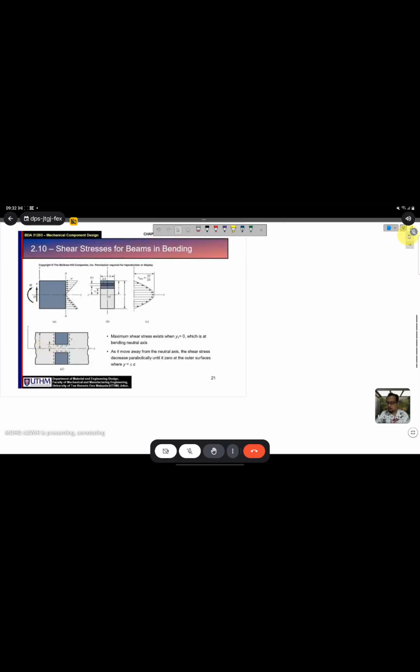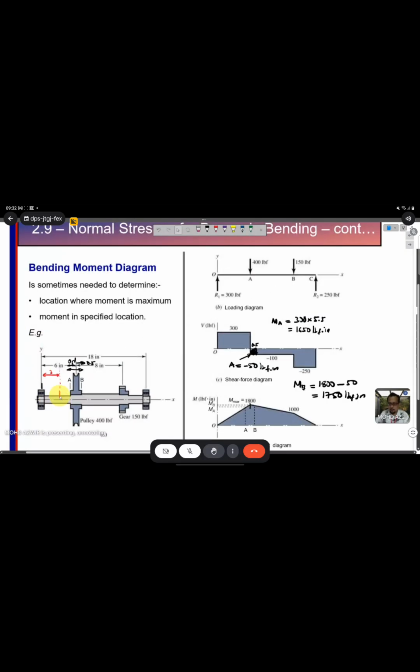Okay, so how you want to get this V value also depends on the location of your study. Let's say you study at this point, the shear load will be at here, so the value will be 300. If you study at the middle here, the shear load will be negative 100. This is the shear load.